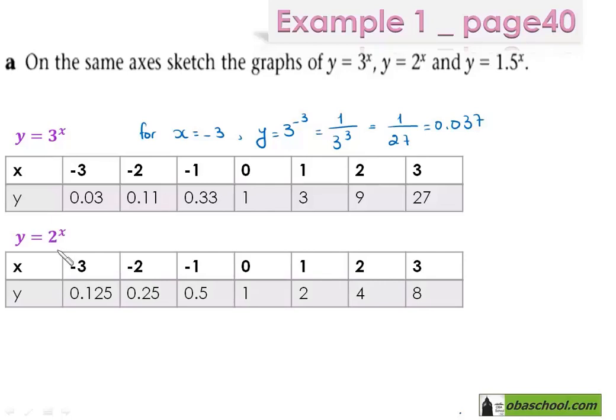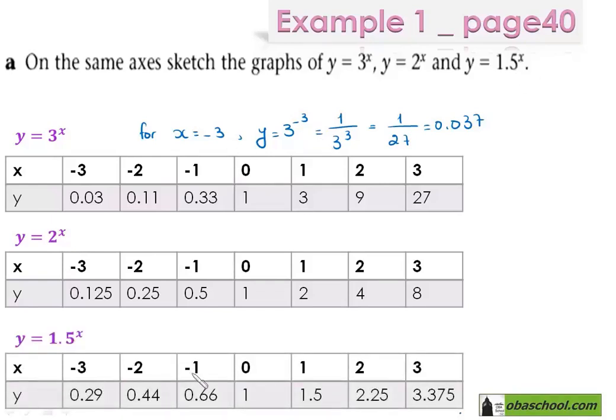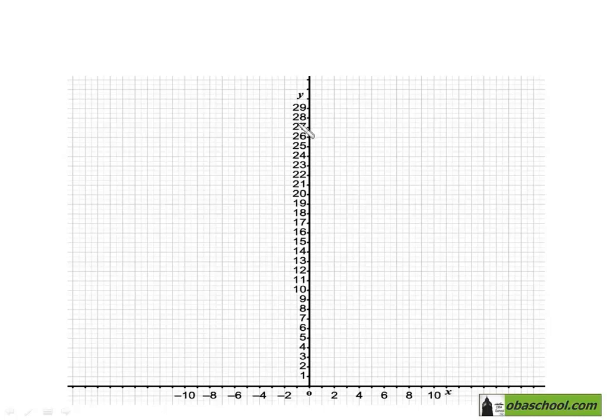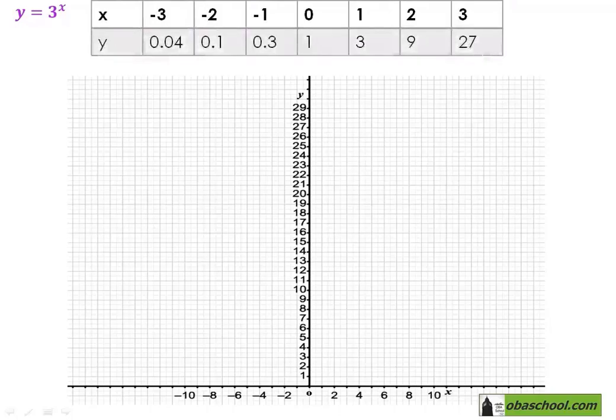For the second one, we have already solved this example in the previous video, where we discussed y equal to 2 to the power x. For the final one, y equal to 1.5 to the power x, we also solved this and found our particular points. The next step is to plot these points. As you can see here, we used the scale up to 29 since for y equal to 3 to the power x, we had a value of y equal to 27, which is why we used a higher scale.